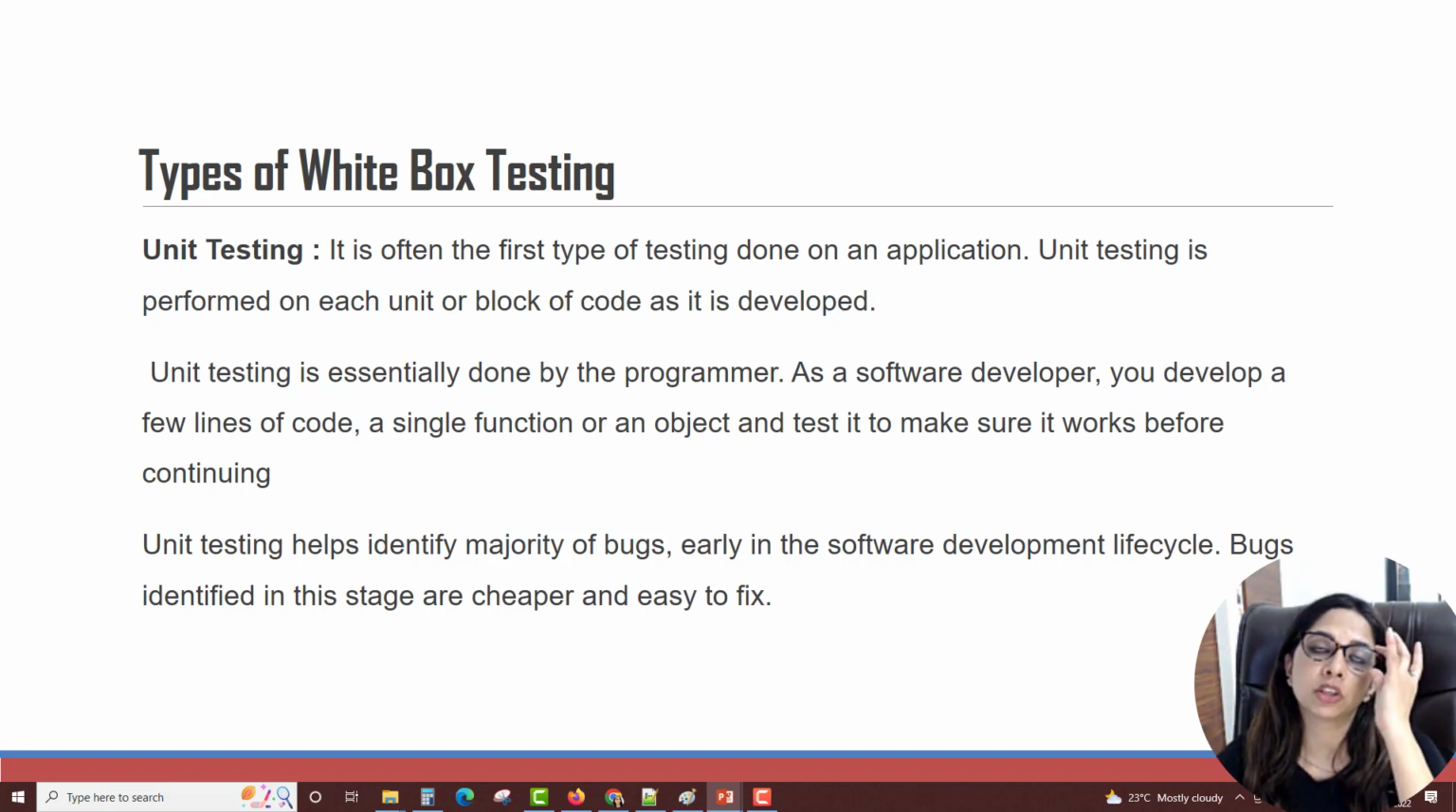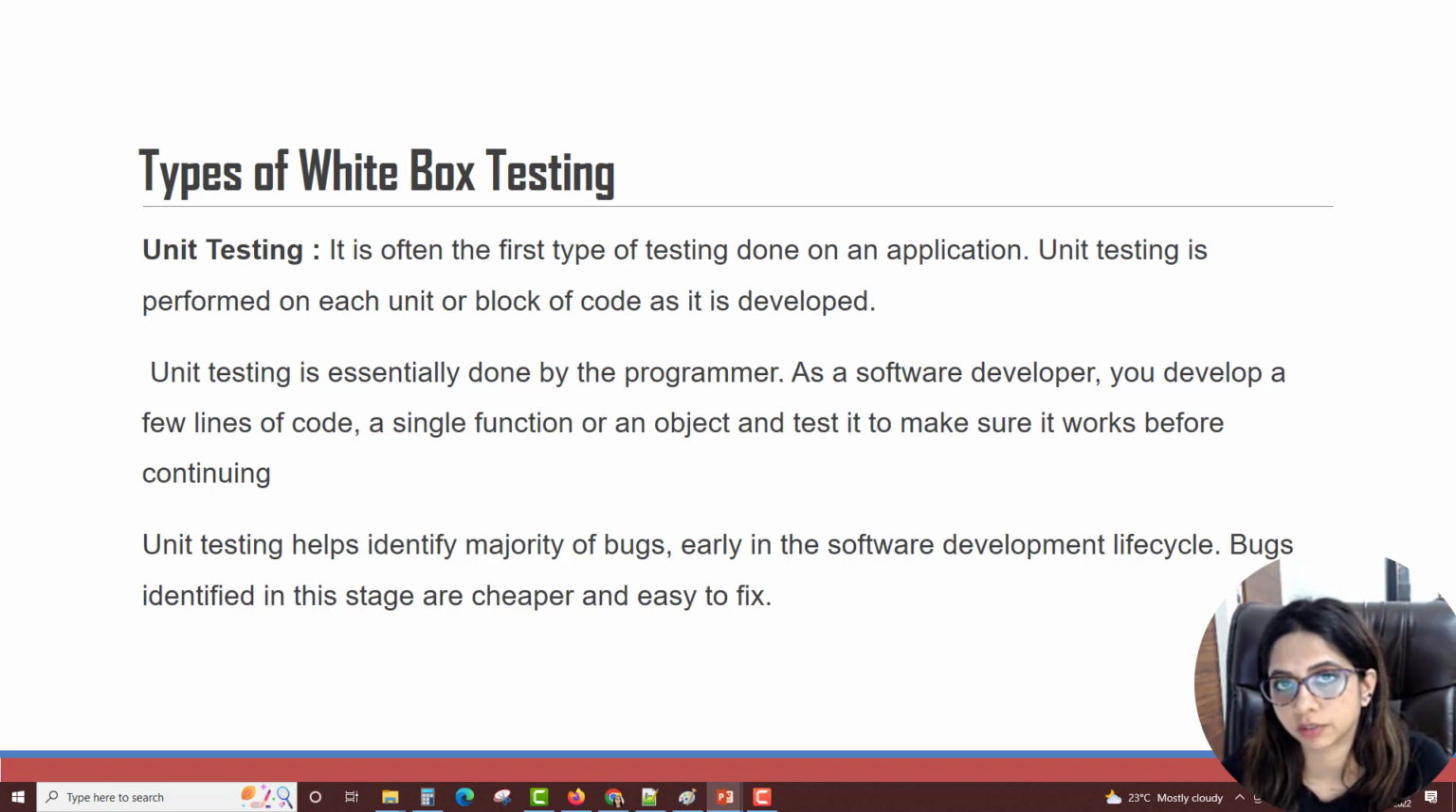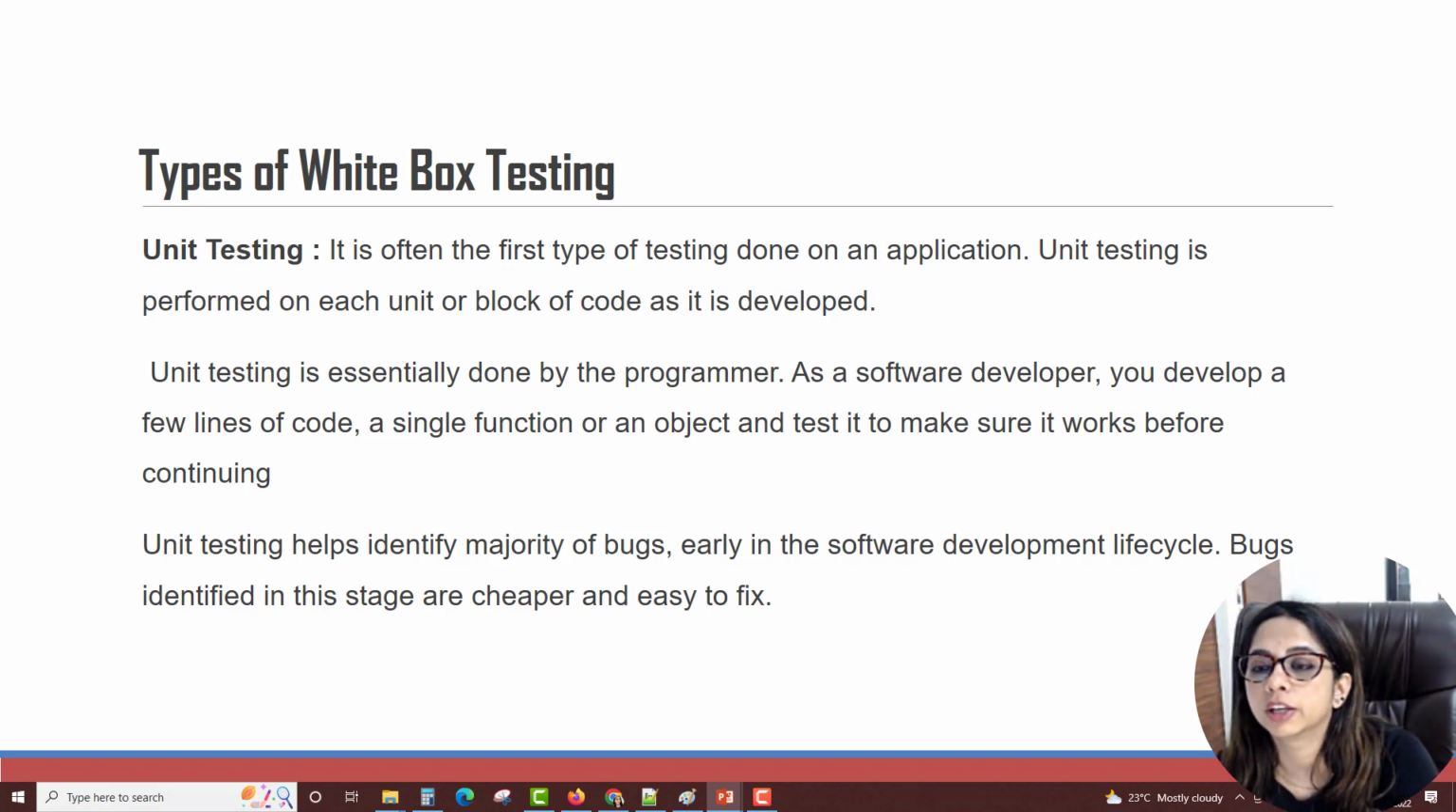The major types of white box testing: first is unit testing, which is done by the developers. We know that each developer tests the individual modules which they are actually working upon. They test that most initial unit, and that is called unit testing.